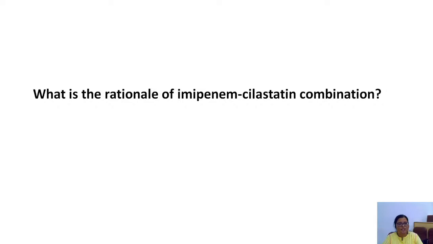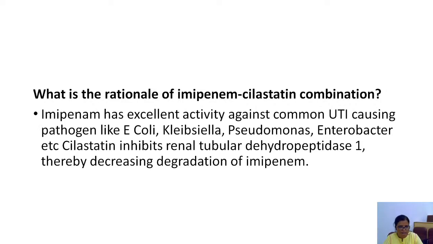So what is the rationale of the imipenem-cilastatin combination? Imipenem has excellent activity against common UTI causing pathogens like E. coli, Klebsiella, Pseudomonas, Enterobacter, etc. I already told you this. The second component, cilastatin, is added because imipenem is degraded very quickly. So its time of action is very short if it is given alone.